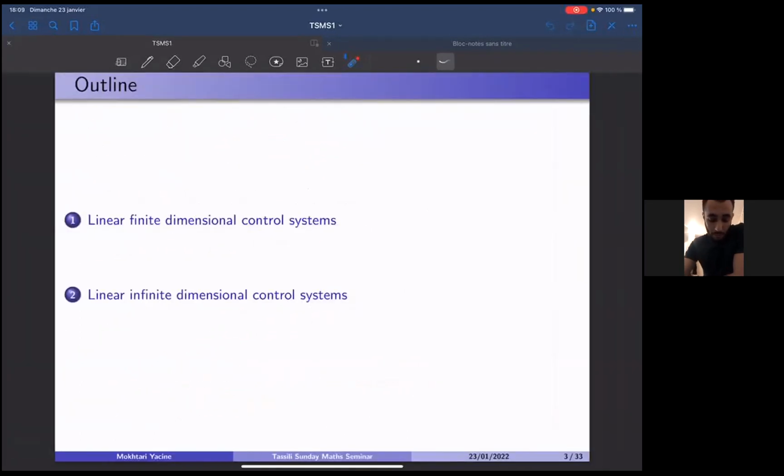This first talk is divided into two parts. The first is the linear case, linear finite dimensional control systems. That means that we study ODEs, the controllability of ODEs in finite dimensional spaces. And the second one is the controllability of PDEs, and we will see the difference between these two cases.